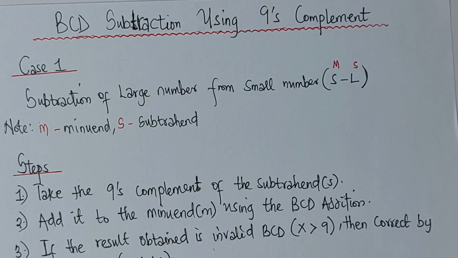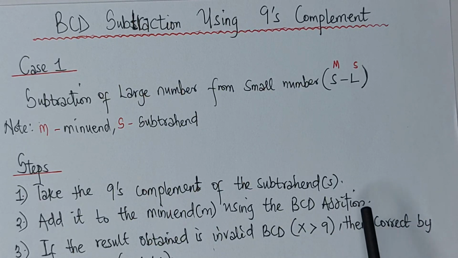The next thing to do is to recall the steps which will help us in taking up a calculation task. I've written out the 6 steps we're going to take to calculate the BCD subtraction using 9's complement. Let's go with step 1. Step 1 says, take the 9's complement of the superior end. Then add whatever you have to the minor end using the BCD addition. Please take note of that.